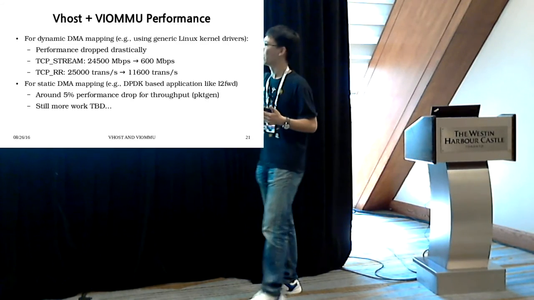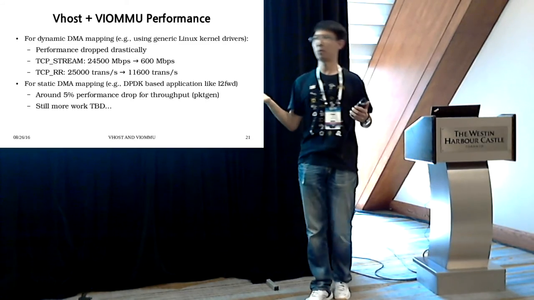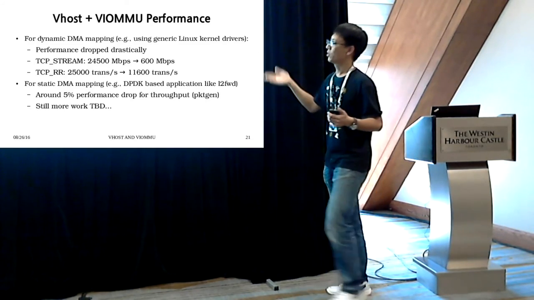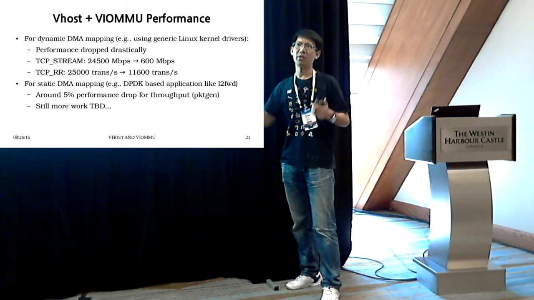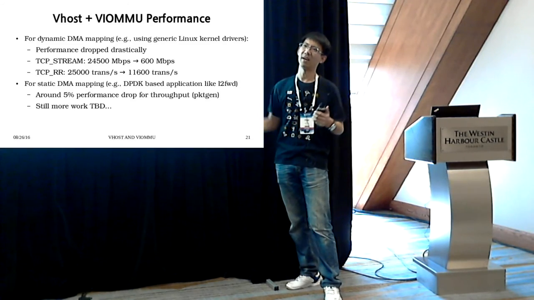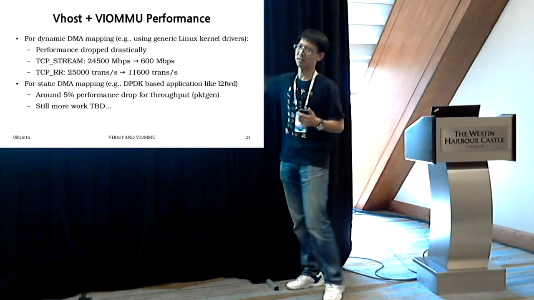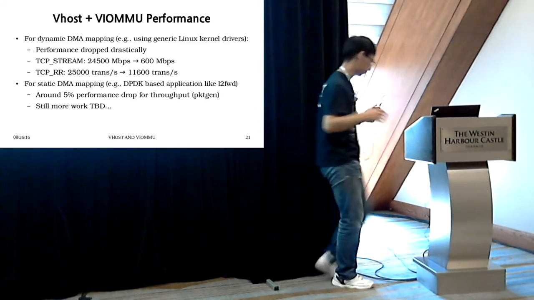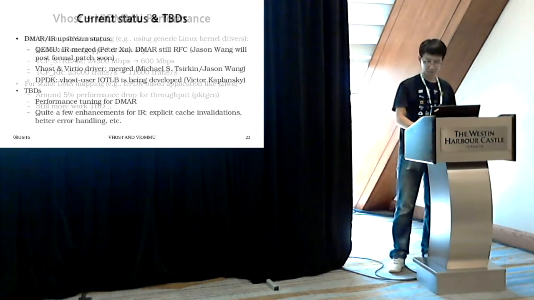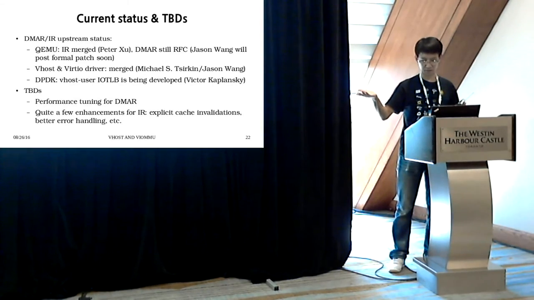There are some future works. But for dynamic DMA mapping, which is the default one, where we just use the default virtual PCI driver and all the DMA mappings are managed by the kernel, it's dramatically worse. It's not good. You can see the number. I just won't mention it because it's too poor. So yes, we are only for the second one. And for the first one, I don't know who will use it. It's functionally working, but it will be very slow.